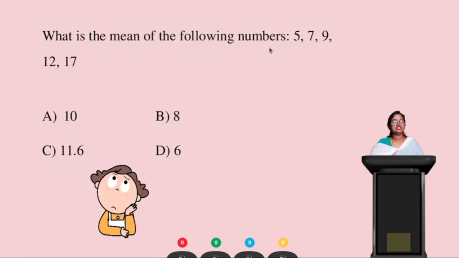So students, here is a question for you. I'll read out the question. What is the mean of the following numbers? That is 5, 7, 9, 12 and 17. The options provided here are option A 10, option B 8, option C 11.6, option D 6. So the time starts now. So what do you have to do here, children? Yes, you have to find out the mean of these numbers.